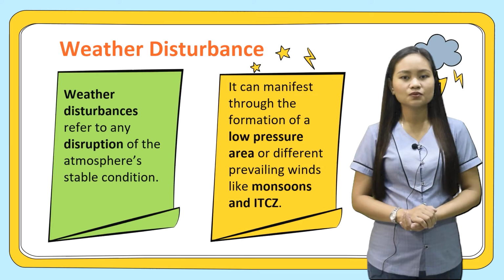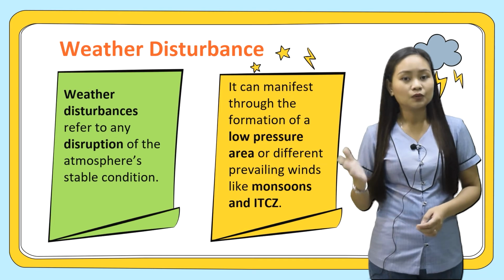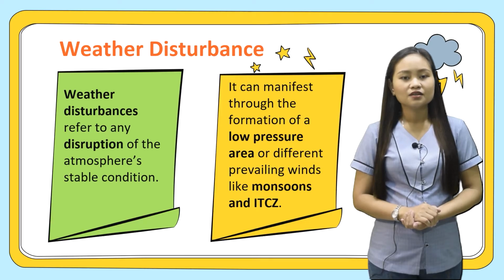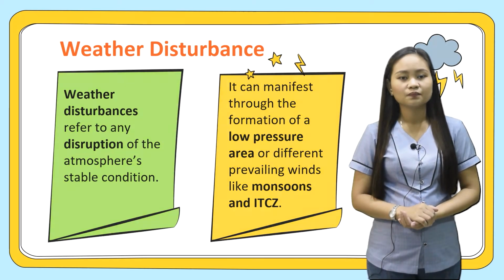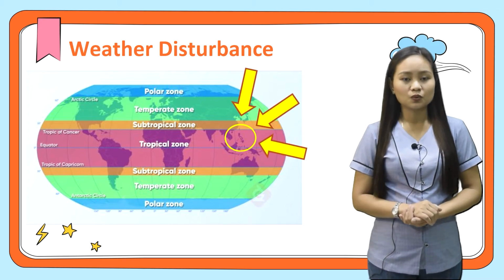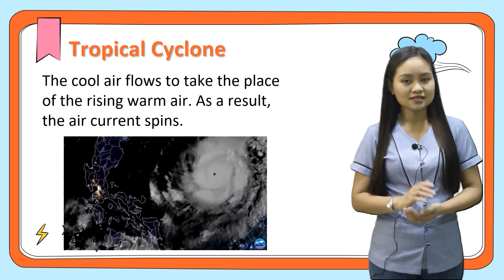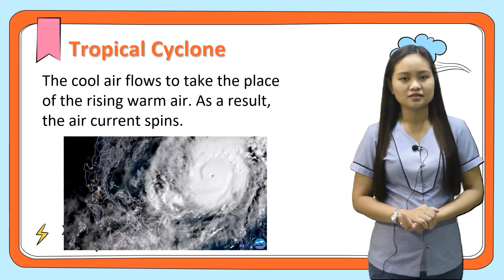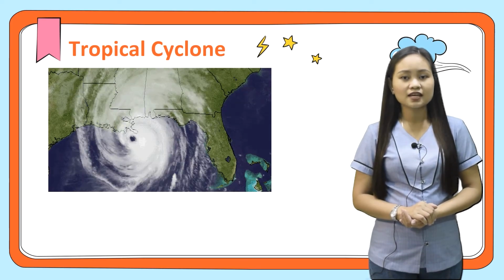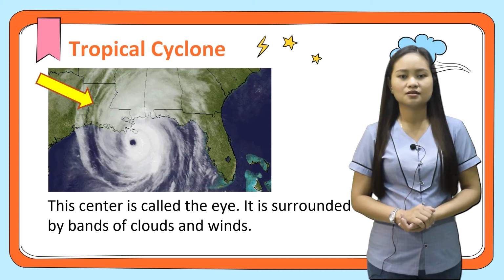It can manifest through the formation of a low-pressure area or different prevailing winds like monsoons and Intertropical Convergence Zone or ITCZ. The Philippines is found in the tropics. We experience tropical cyclones. In a cyclone, the cool air flows to the place of the rising warm air. As a result, the air current spins. The wind spirals around to the center of the cyclone. This center is called the eye. It is surrounded by bands of clouds and winds.